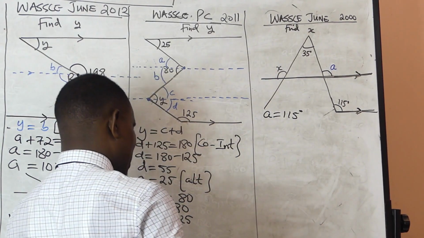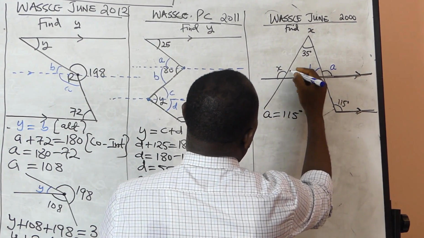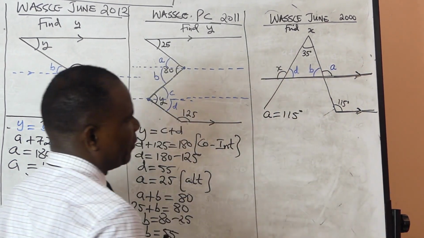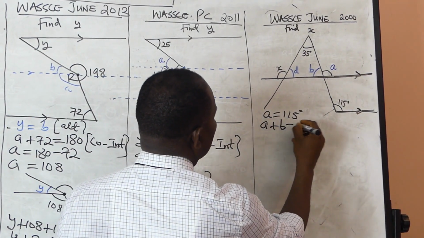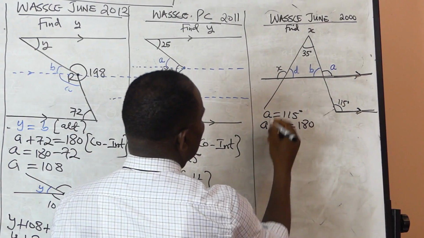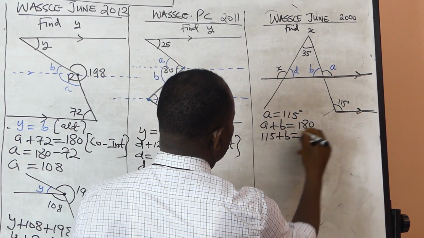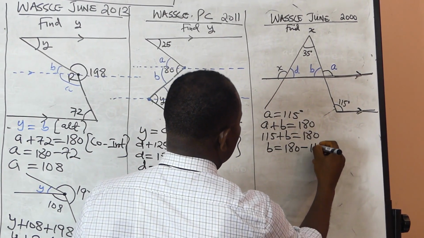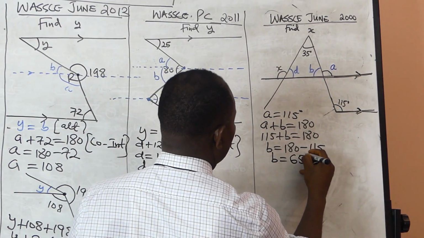So I can also insert another letter somewhere here. This is B, I put it there. Or I can also put another letter here, D. There are two ways you can solve this. You can now find B, angles on a straight line. This is 180. A is already 115 plus B equals 180. So B equals 180 minus 115. So you've already got 65. In that case, this is 65 for B.